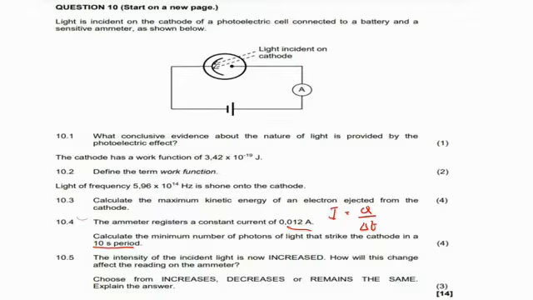Now, in 10.5, it says the intensity. Note that when we say intensity, we are usually increasing the brightness, right? So the brightness of light, or the power of light. The intensity of the incident light is now increased, right? So the brightness or the power is now increased. How will this change affect the reading on the ammeter?